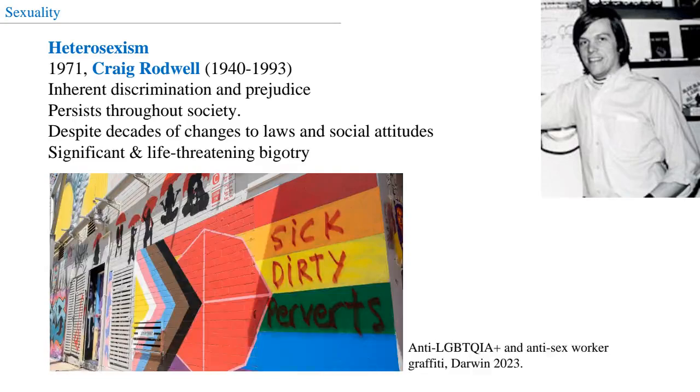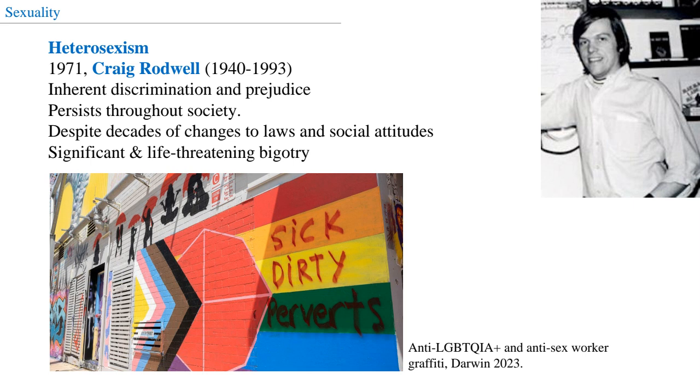More specifically, the term heterosexism addresses the inherent discrimination and prejudice which exists throughout society, while heteronormativity applies to the assumption that everyone is straight. Heterosexism draws attention to the way in which our social institutions, our social systems, our relationships are inherently discriminatory and prejudiced when it comes to sexuality. And this is quite obvious. Despite decades of changes to laws and social attitudes, in many parts of countries like Australia, there remains very significant and at times life-threatening bigotry against people who are not straight.